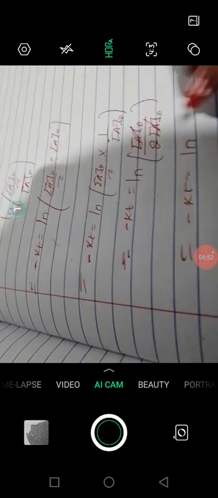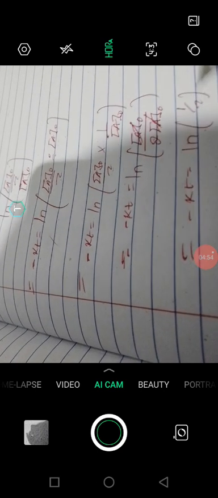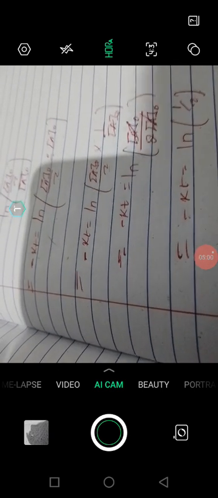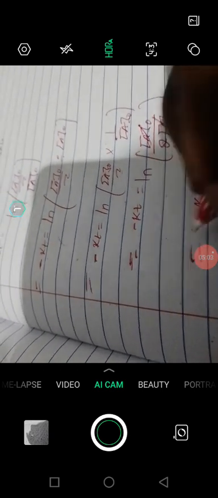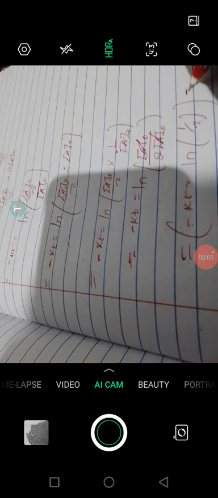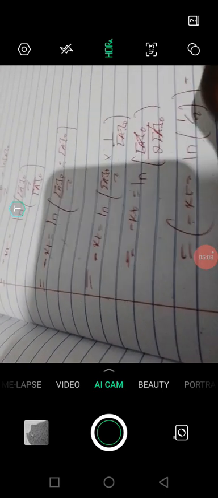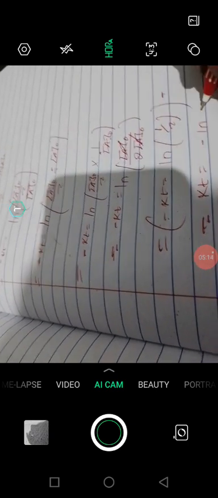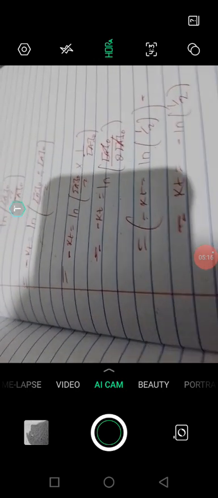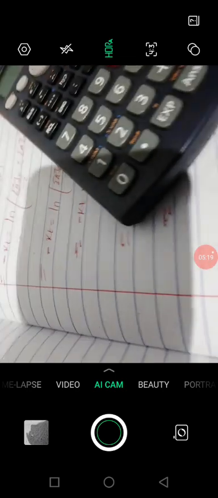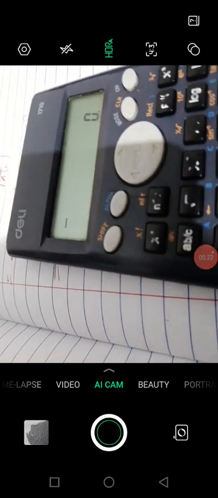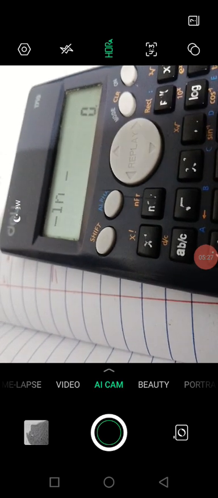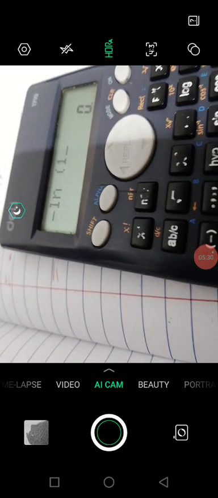I'm remaining with 2. So this is negative. I cannot find the value of negative kt, but I'm finding the value of t. Allow me to eliminate the negative first, applying negative times everything here. This side becomes positive, and the other side becomes negative natural log of 1 over 2. If you punch your calculator, negative natural log of 1 over 2.